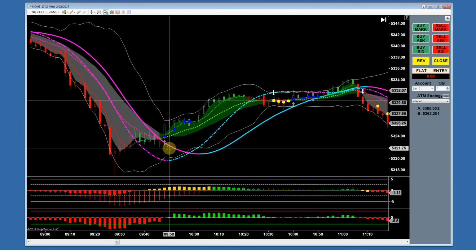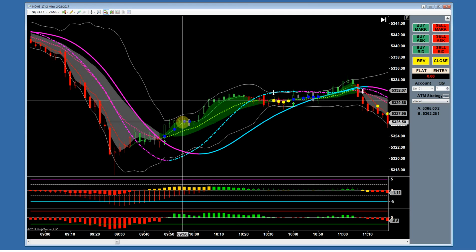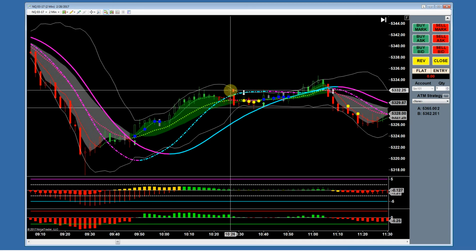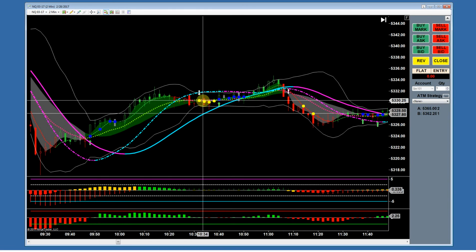Crossover here. New buy channel. Crossover. Pull back to the signal line. Up they go. Fifth winning trade in a row on this session here. No sells to do here because you've got the dynamic trend bands matching.